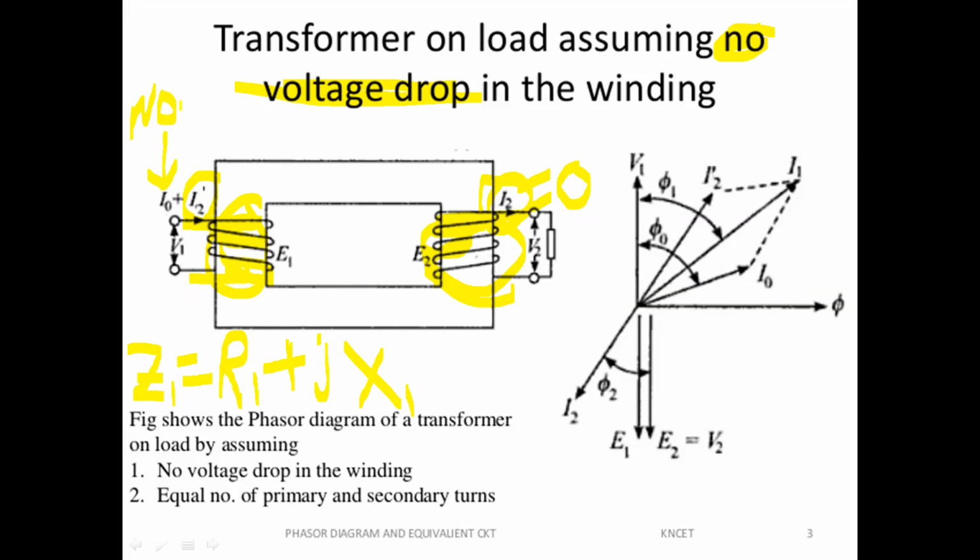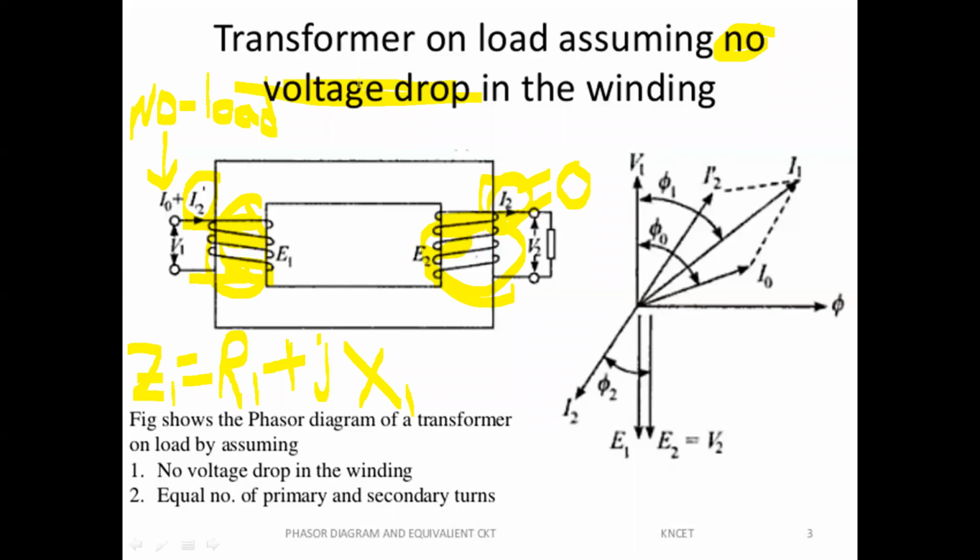This component does not depend upon the load. At no load also this component of current is existing, and it is existing at load also. But this I2 dash value depends upon the secondary current. That means if the transformer delivers current on the secondary side, I2 dash will exist. I2 exists first, then I2 dash will exist. With respect to the secondary current, the primary current increases.